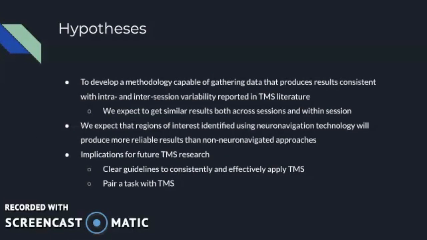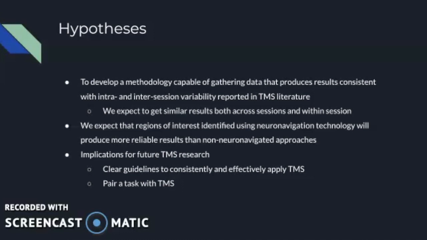We had two main hypotheses in our study. First, we aimed to develop a methodology capable of gathering data that produces results consistent with intra and inter-session variability reported in TMS literature. Basically, we expected to get similar results both across sessions and within sessions when measuring the motor threshold in subjects. Secondly, we expected that the regions of interest identified using neuronavigation technology would produce more reliable results than non-neuronavigated approaches.